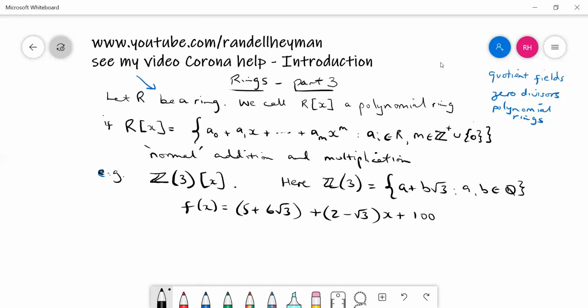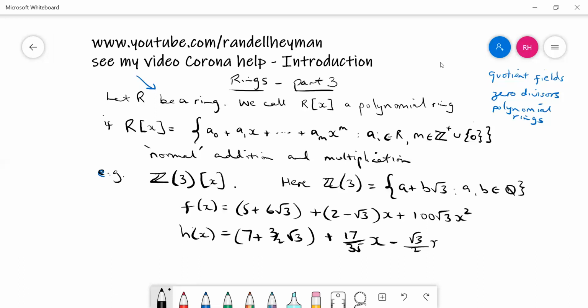And we could have h(x) equal to 7 plus 3/2 times root 3. Remember, we said that they can be rationals. Plus 17/35 x minus root 3 on 2 x squared. And if we wanted to, we could just multiply them and add them in the way that we normally do. So that's the ring of polynomials.